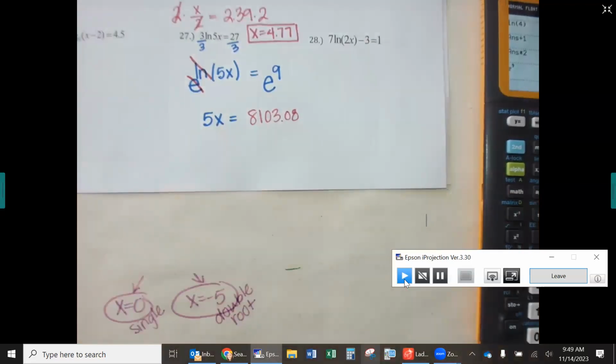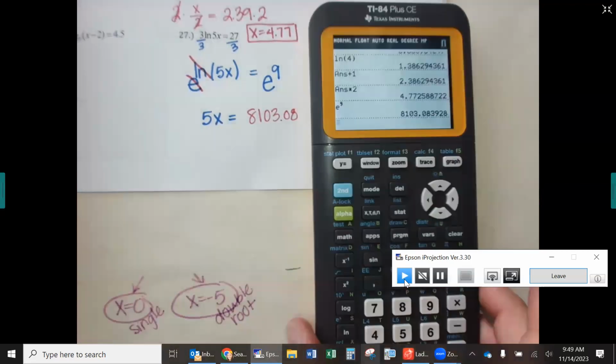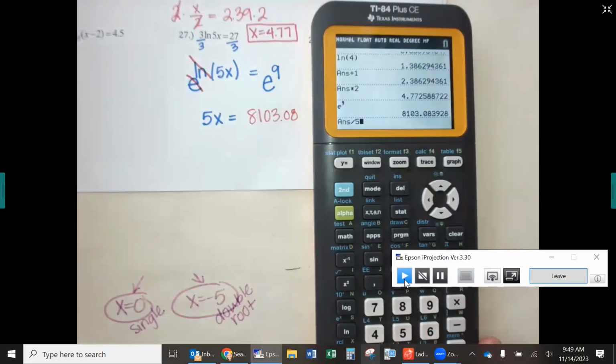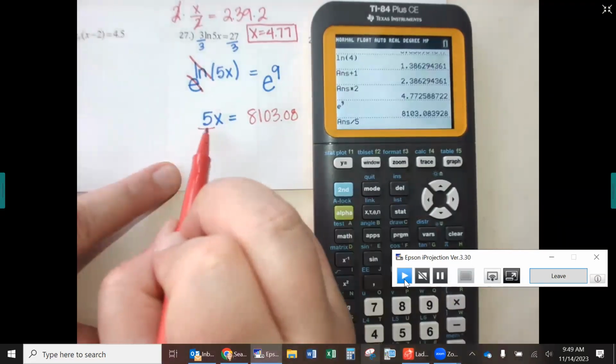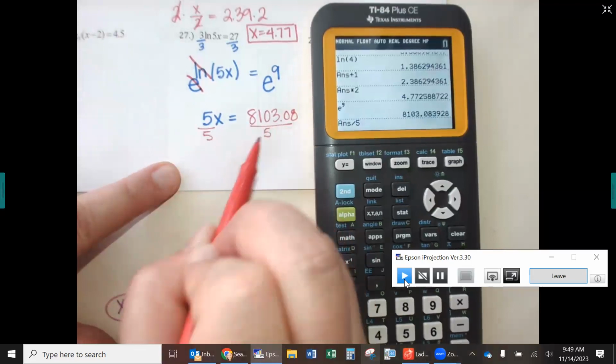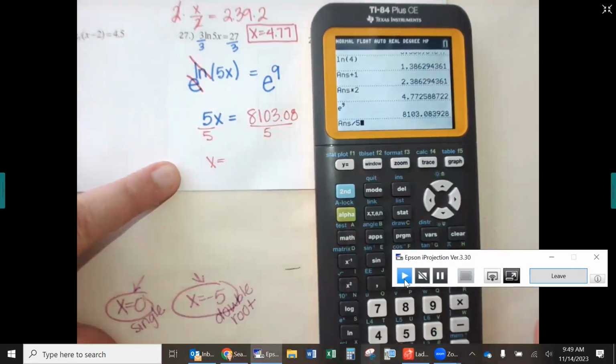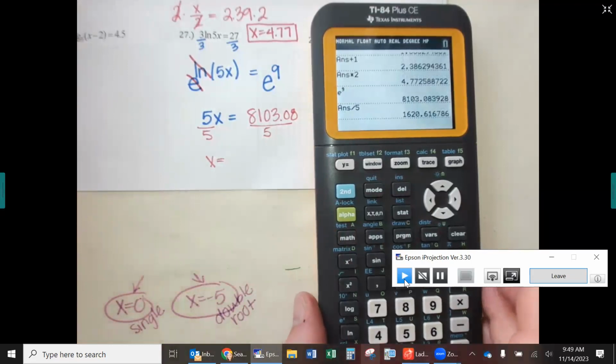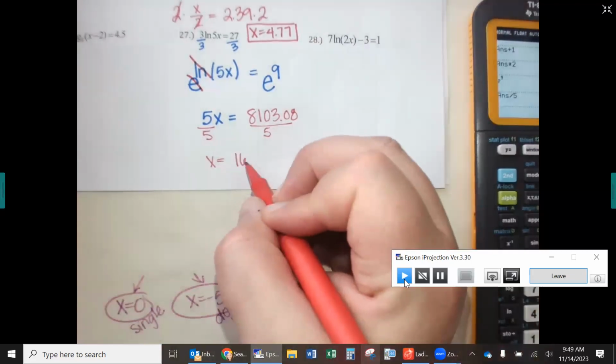Then from there, what do we do with the 5? Okay, divide by 5. And that comes out to 1620.62.